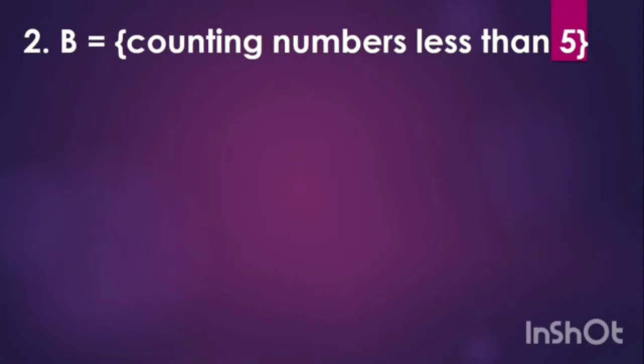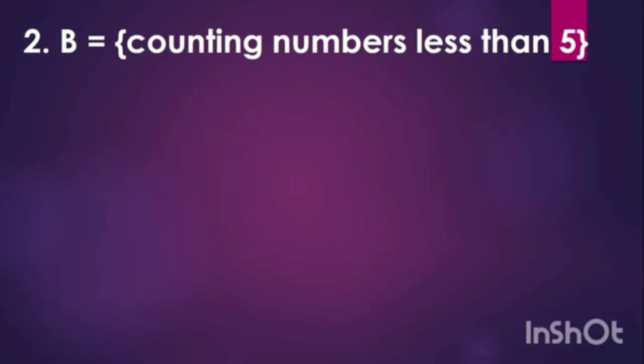Okay. Next, set B is a set of counting numbers less than 5. So, take note of the word less than. Pag sinabi nating less than, mas mababa. Mas mababa sa 5. So, ano nga ulit ang counting numbers? Saan nagsisimula? Kanina? Nagsisimula siya sa 1. Okay.